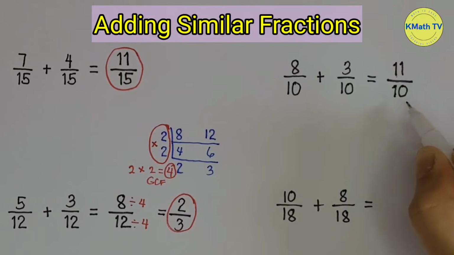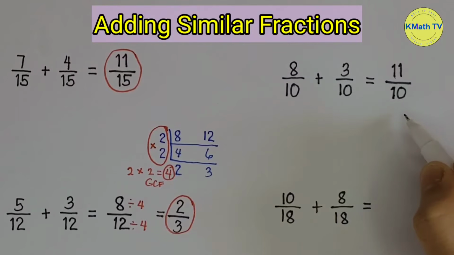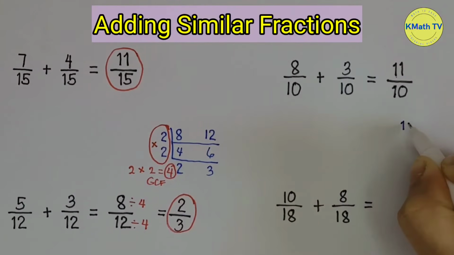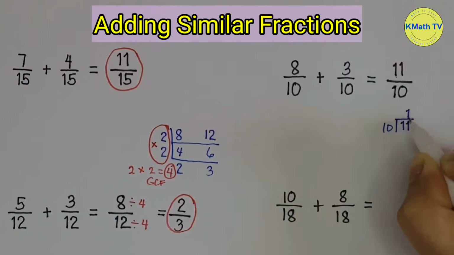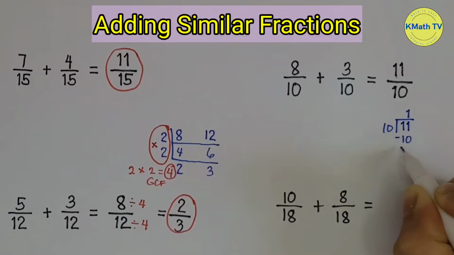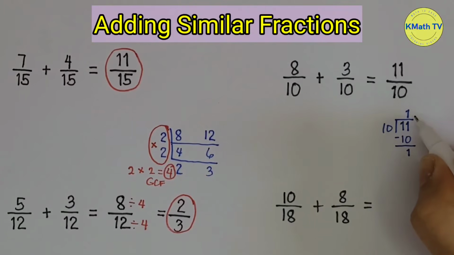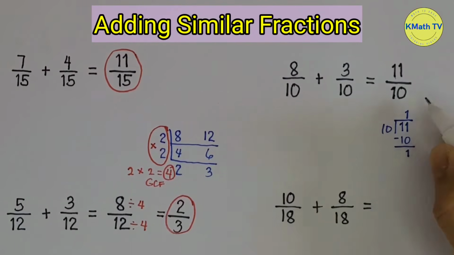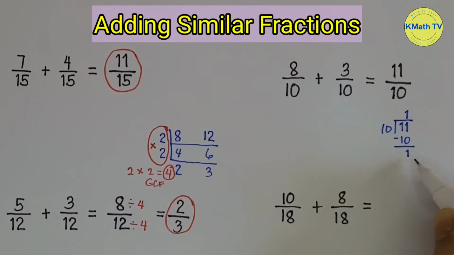In this case, we can simplify the fraction by dividing the numerator by the denominator. If we divide 11 by 10, the quotient is 1, and there is a remainder 1. This is the remainder, and this is the quotient. Since there is a remainder, the answer is a mixed number. Okay, let's write the answer.